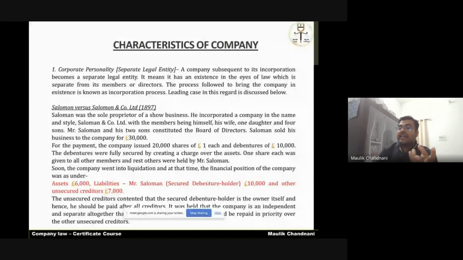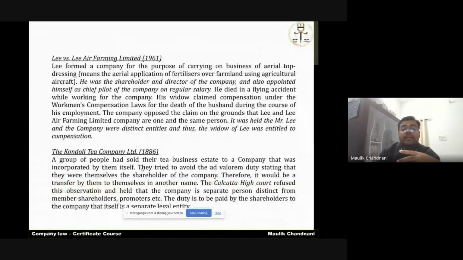And on parallel lines, when in 1897 the Chief Court of England decided the case of Salomon, this became a massive hit. And even till today, in the company law textbooks of India, this case is defined in bold and italics. Nobody talks about the Kandoli Company case. But you must go through this case and be proud of the fact that we Indians were way ahead of the England case.